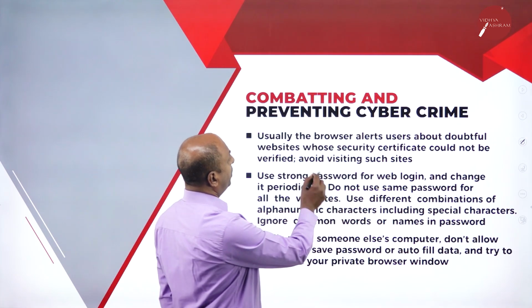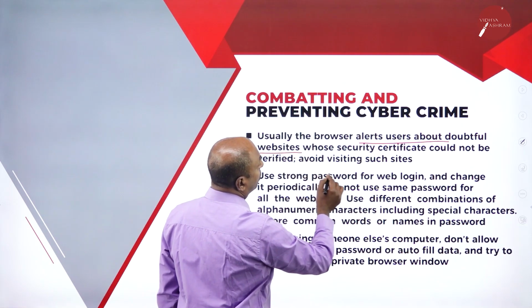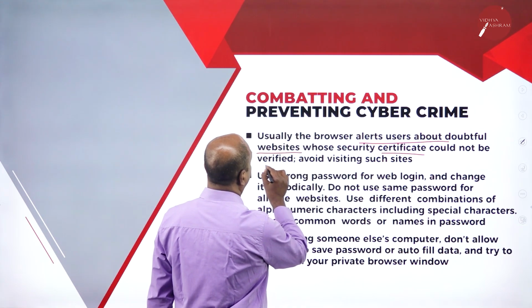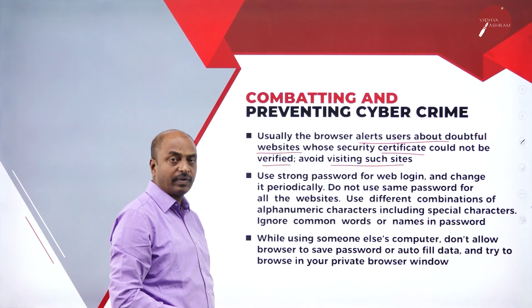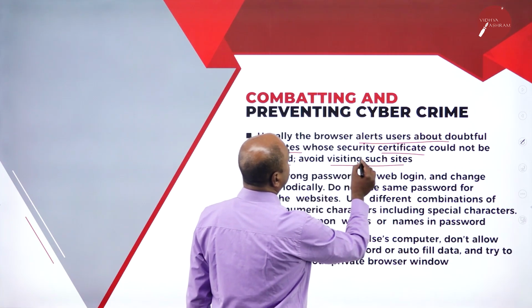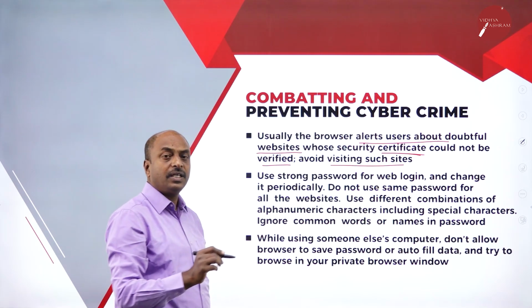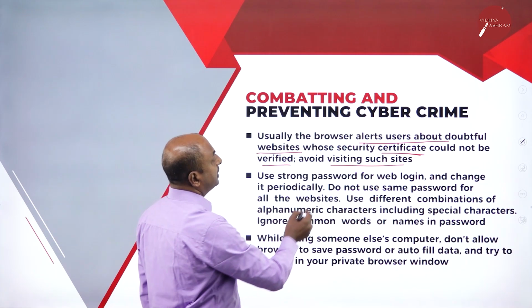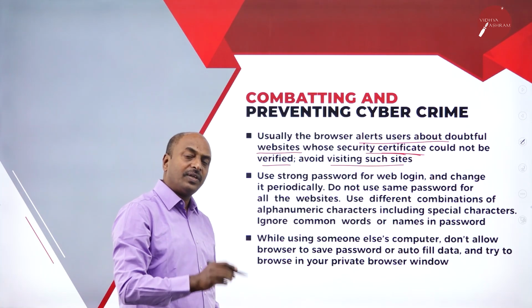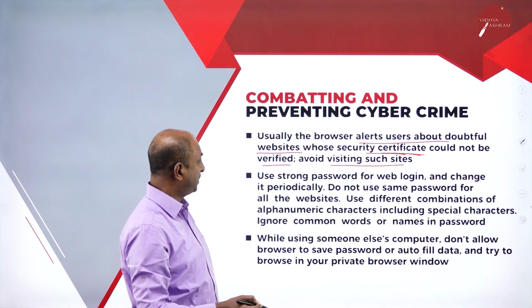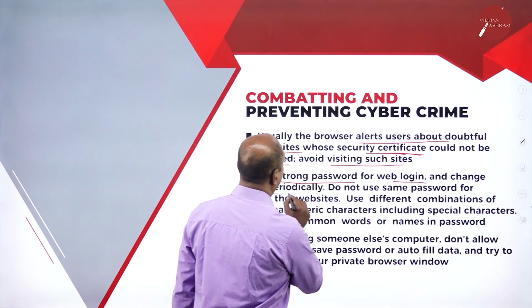Next one is, usually the browser alerts the user about doubtful websites whose security certificates could not be verified. Avoid visiting such sites. How can we say this is a trusted website? By looking at the security certificates. So we have to use the website which is asking for a security certificate. Those types of websites we can trust, we can visit, and we can download the information.